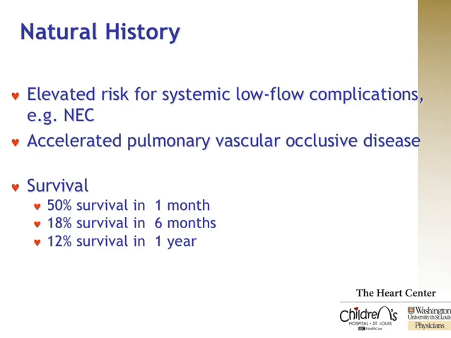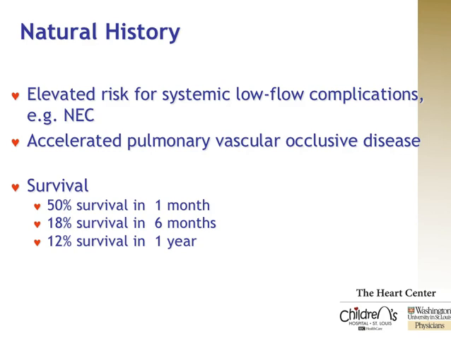The natural history of truncus arteriosus is dependent on two aspects of this pulmonary overcirculation. One is there's an elevated risk for systemic low flow complications. A lot of runoff to the lungs is going to potentially result in compromise of blood flow to the rest of the body, and necrotizing enterocolitis has been reported frequently in children with truncus arteriosus. And then because of the excessive pulmonary blood flow at systemic pressures, the accelerated development of pulmonary vascular occlusive disease is well described.